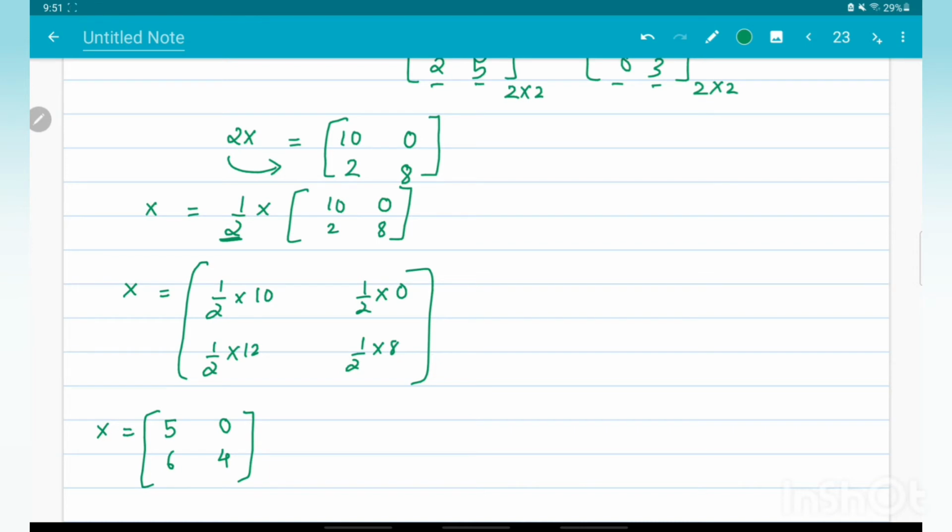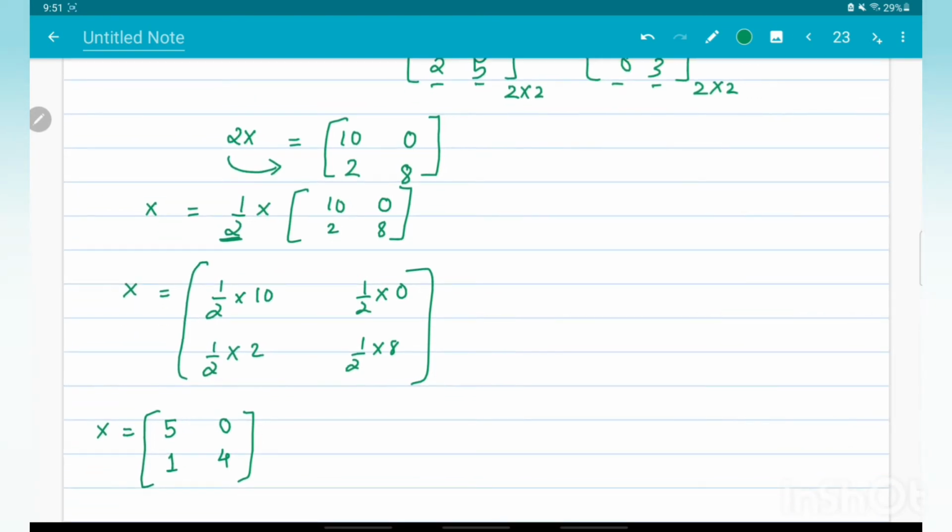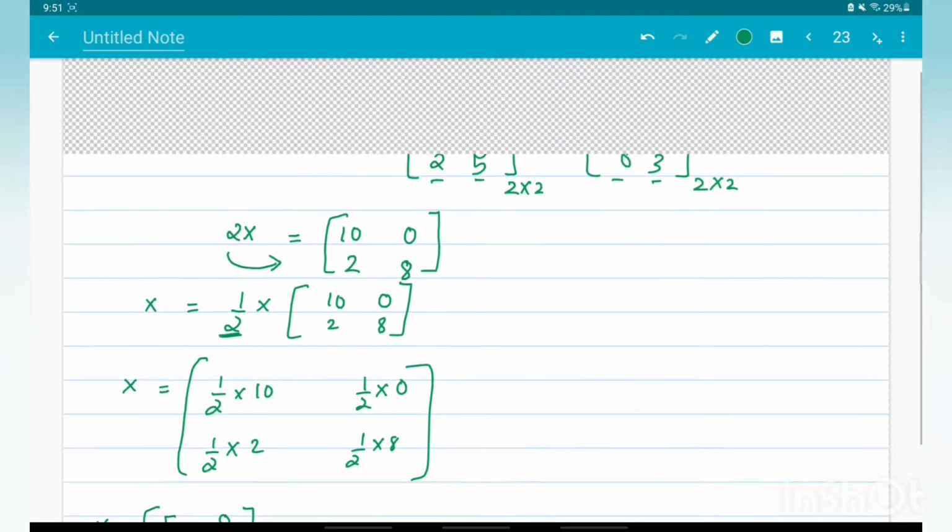Wait, this is not 12, this is 2, and this becomes 1. Yeah, so now it's fine. Now we have got the value of x. X is a matrix over here, 5, 1, 0, 4. Those are the elements of the matrix.